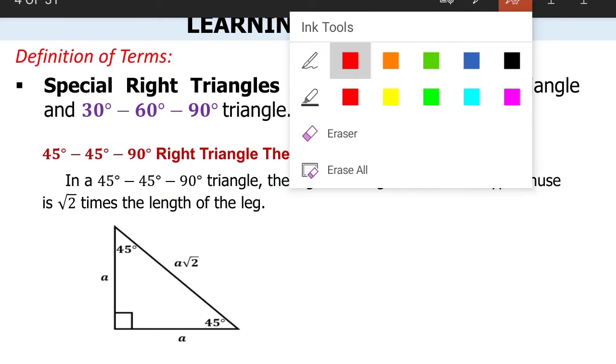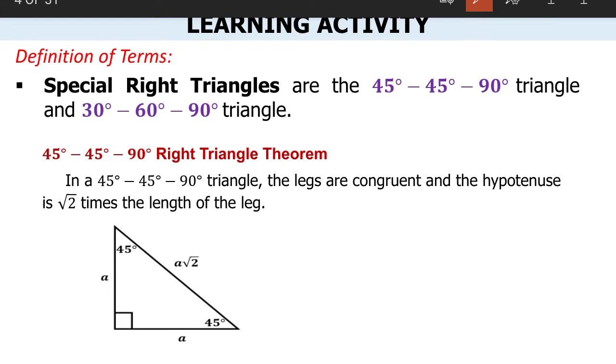What if the measure of this leg is 15? So if this is 15, this is also what? This is also 15, because the legs in a 45-45-90 right triangle are congruent or equal. And the hypotenuse is equal to A, which is 15, and just copy square root of 2. So the hypotenuse is 15 square root of 2.